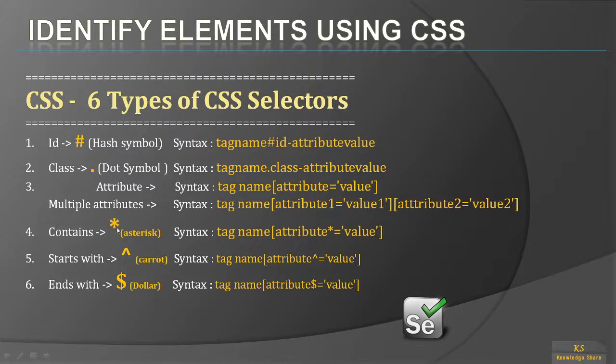ID, class, attribute, multiple attributes, contains, starts with and ends with. These are most important, just remember this. This is a very important interview question that is asked: how do you use star? How do you use ends with, starts with? Most applications depend on ends with and starts with. They have a facility of embedding text into some of the attributes, so it's very easy for you to find the text. So please practice this.